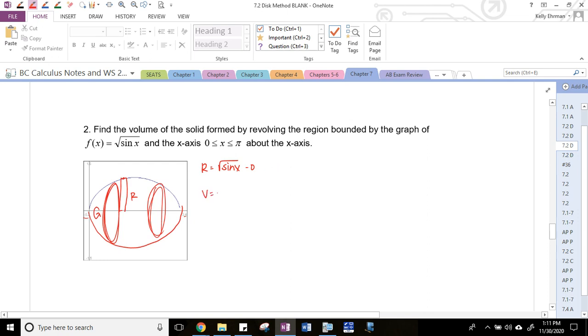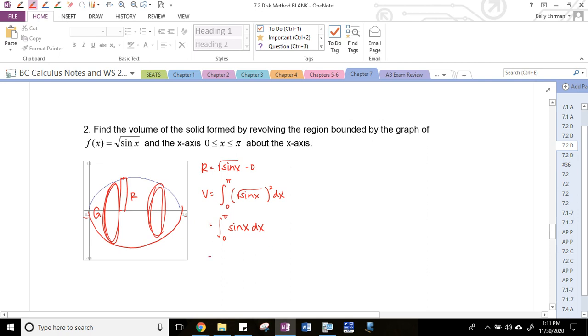And our volume formula is the integral from 0 to pi of the square root of sine x, squared. I write this in my homework keys so that if you forgot to square something, you would see where we differed, but it's not required for you to show this step. Really, this is just saying the integral from 0 to pi of sine x dx.